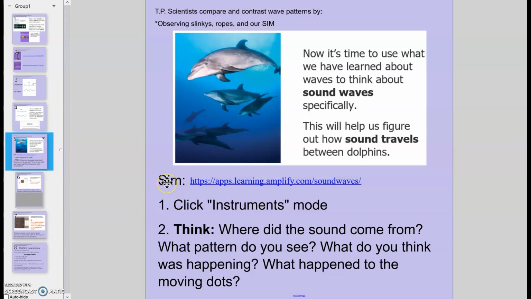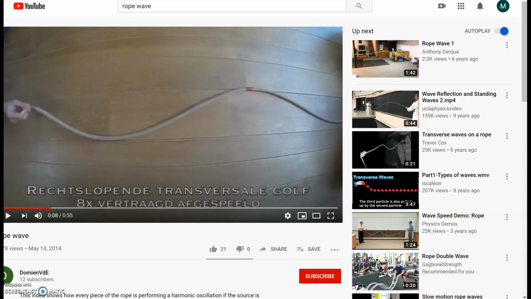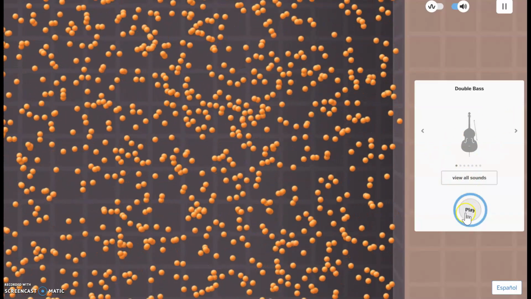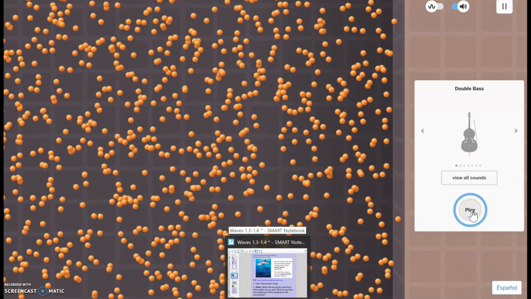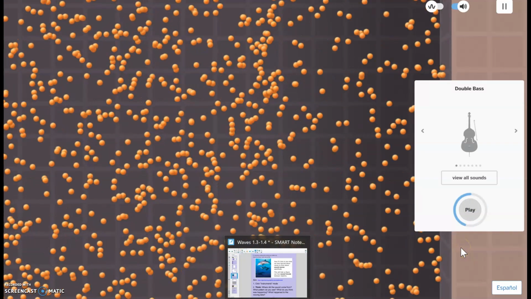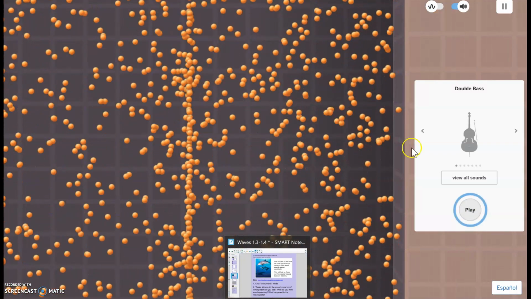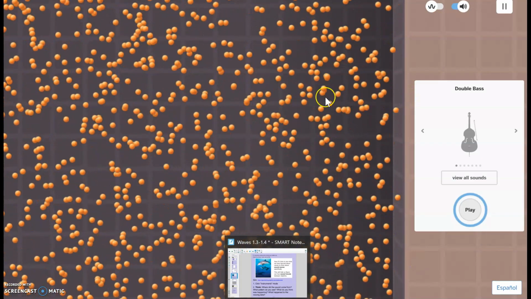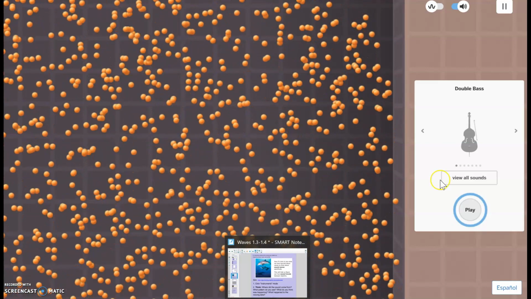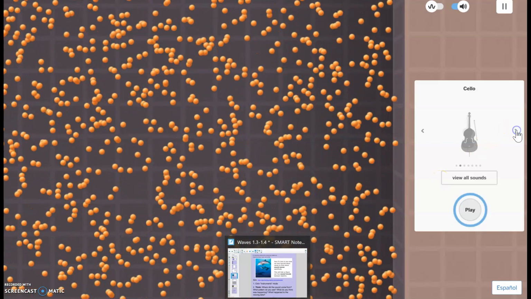So we're going to open up our sim and look at sound waves from instruments. And we're going to think, how is the wave pattern that we're seeing in the sim similar or different to the slinky or the rope? So we have instruments here. We're going to listen to a sound and we'll see what happens to all of these dots or particles. Let's listen to a double bass first. Okay, cool. It looks like the source is over here and the energy is pushing the particles across the screen. Let's see how a cello might be different.